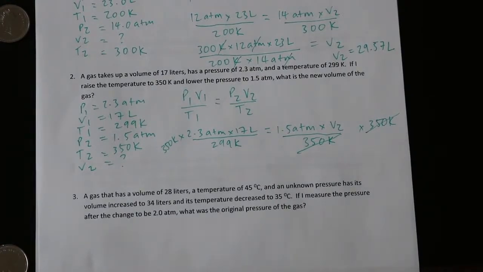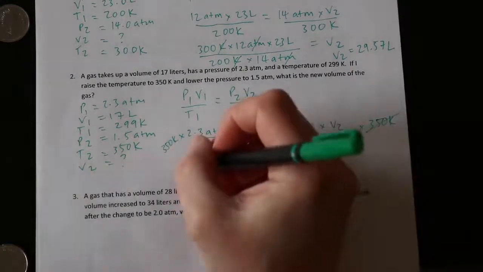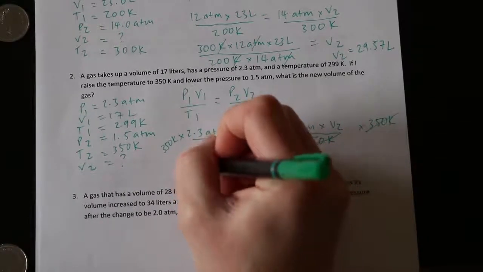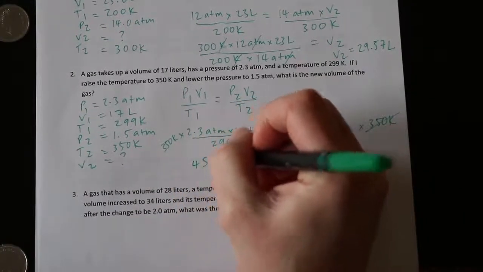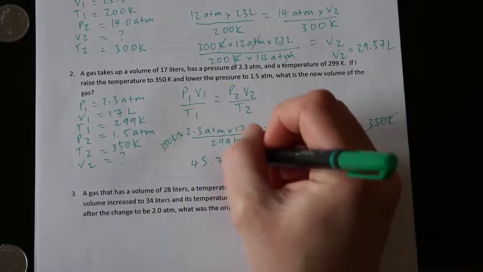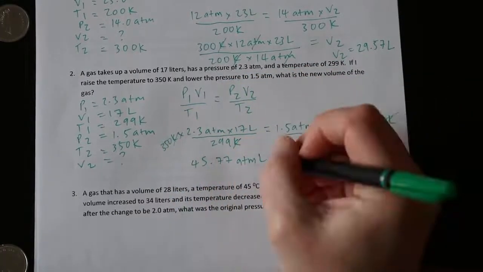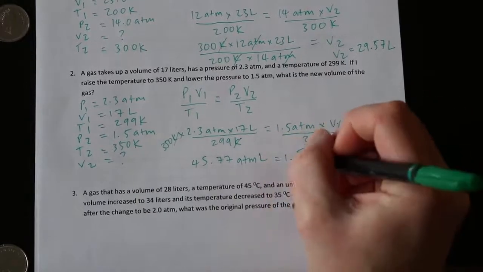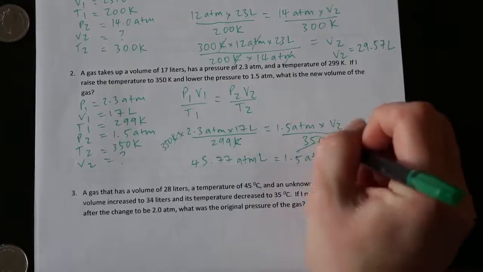So let's clean this up a little bit. 350 Kelvin multiplied by 2.3 multiplied by 17. Then we divide that number by 299. So that gives us 45.77. And remember the Kelvin units cancel, so we have atmospheres times liters equals 1.5 atmospheres times V2.